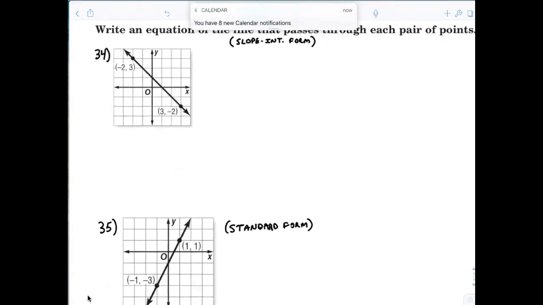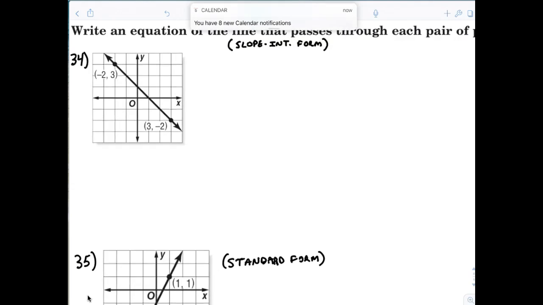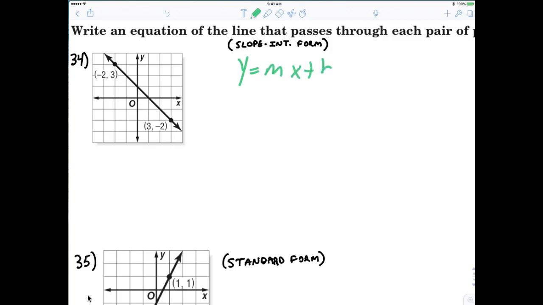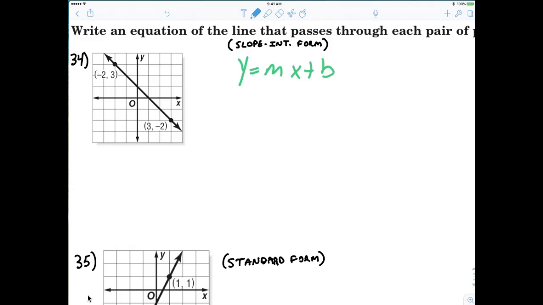Here we go. Now, for number 34, write the equation of the line that passes through each pair of points. I want it in slope-intercept form. Slope-intercept, remember, is y equals mx plus b. So now, what's the y-intercept look like? 1. So y equals mx plus 1. Now, I have to figure out what the slope is. So start with the left point.